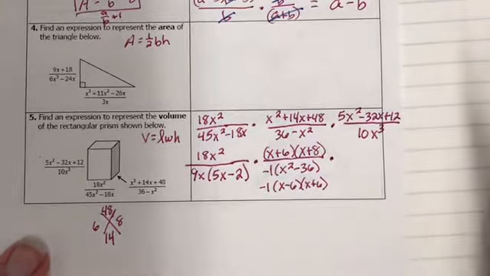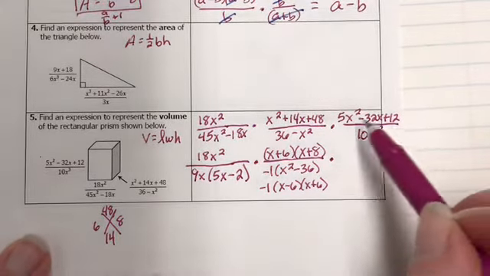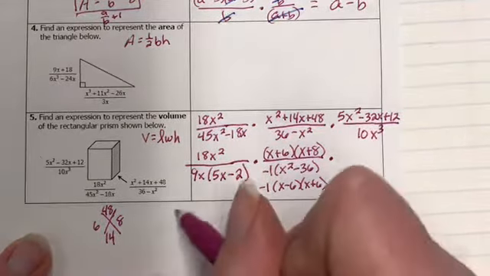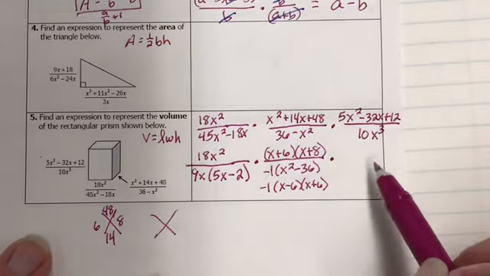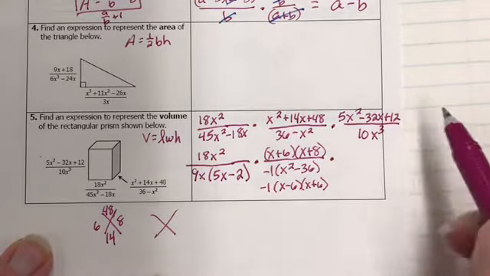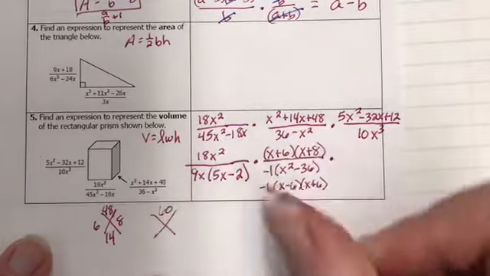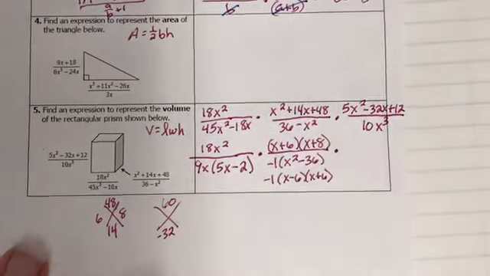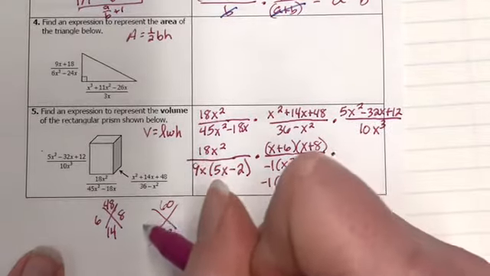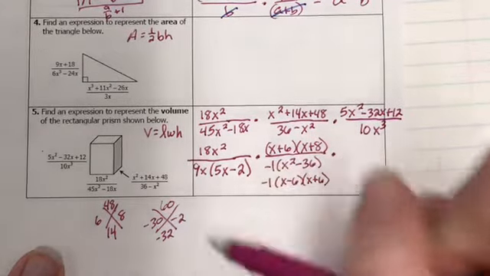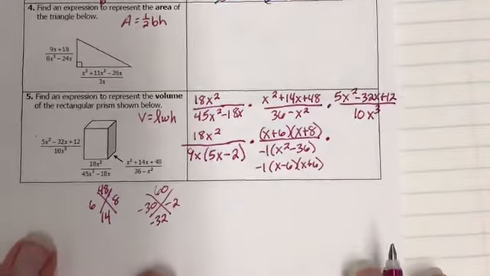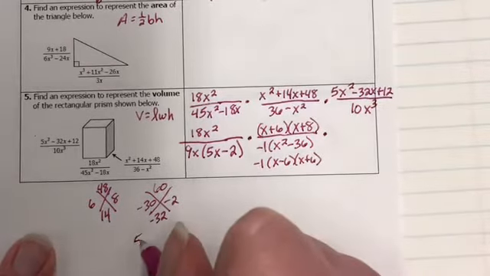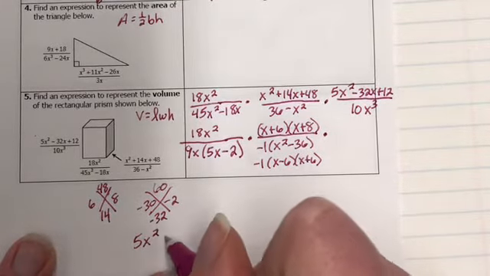And then for this last term, for the numerator, I'm going to have to do a diamond again. So I'll have to take 5 times 12. That gives me 60, and I need it to add to be -32. So my factors would be -30 and -2.